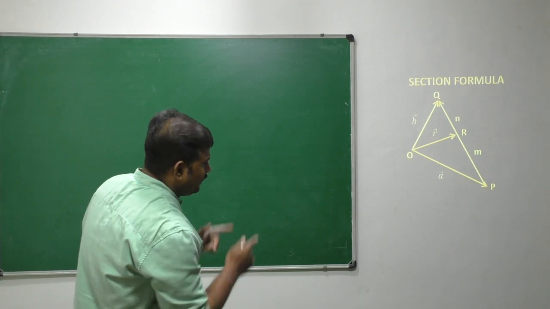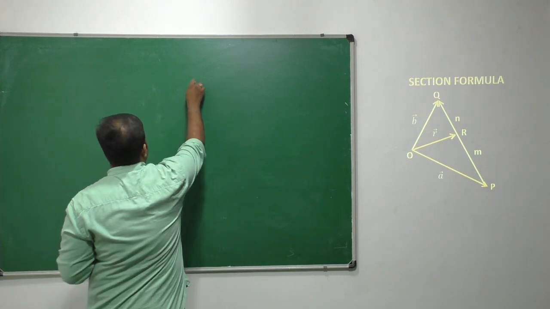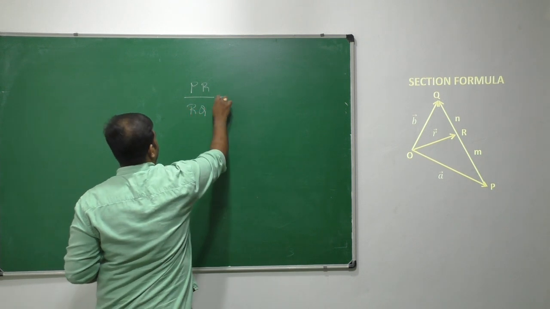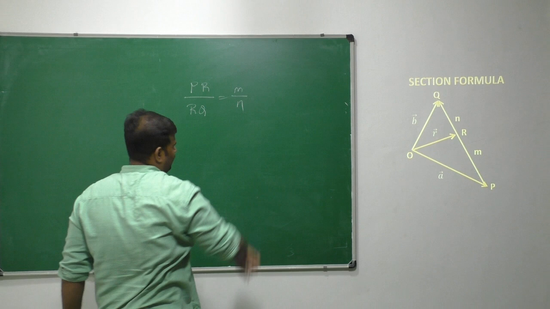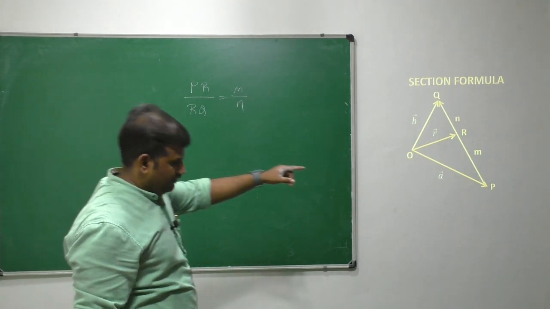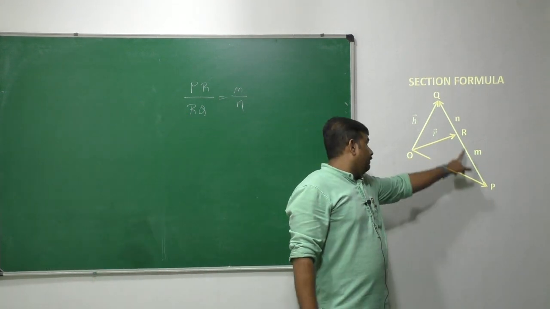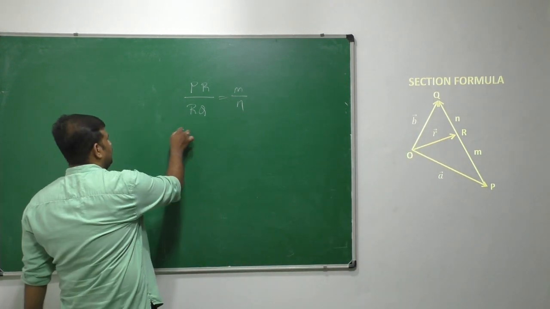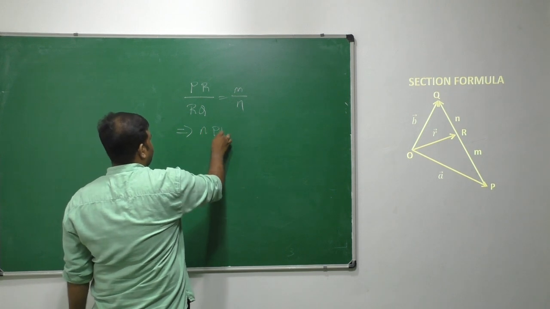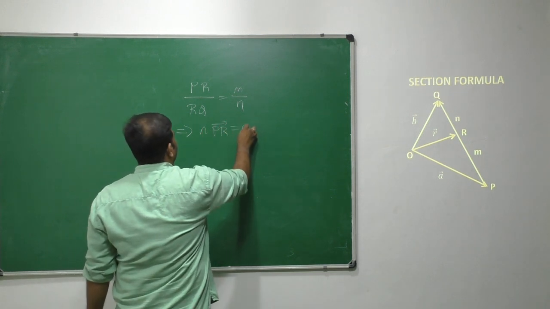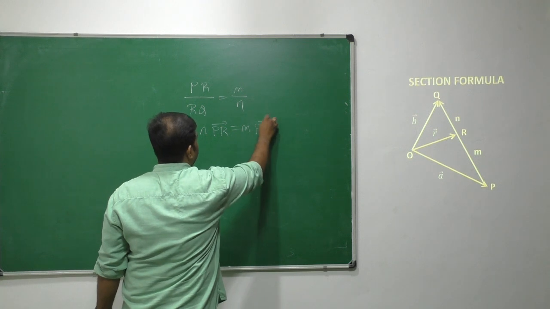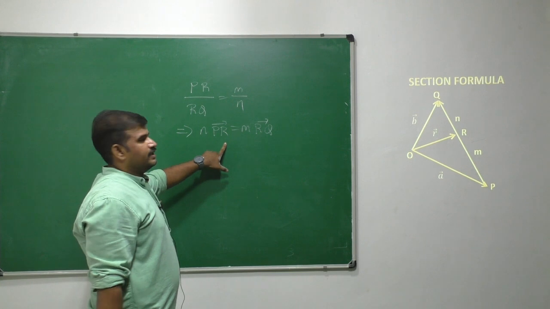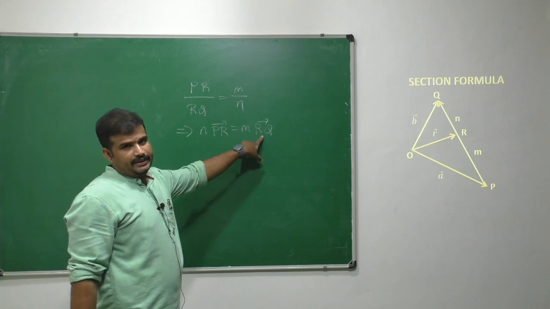So clearly from the figure, PR by RQ is equal to m by n, we can say, children. The ratio PR by RQ is m:n. This clearly implies n into vector PR is equal to m into vector RQ. Just do the cross multiplication. We get n into vector PR is equal to m into vector RQ.